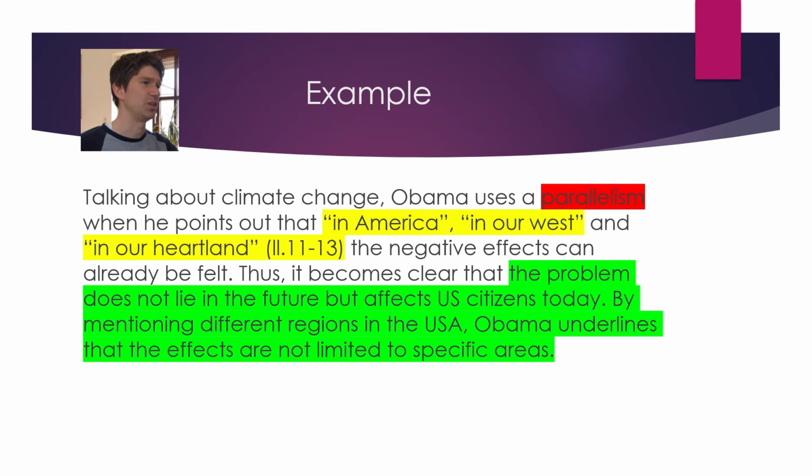Talking about climate change, Obama uses a parallelism, I've named the device, when he points out that in America, in our West, and in our heartland, this is the reference to the text, the negative effects can already be felt. Thus, it becomes clear that, and now comes my explanation of the effect, the problem does not lie in the future, but affects US citizens today. By mentioning different regions in the USA, Obama underlines that the effects are not limited to specific areas.